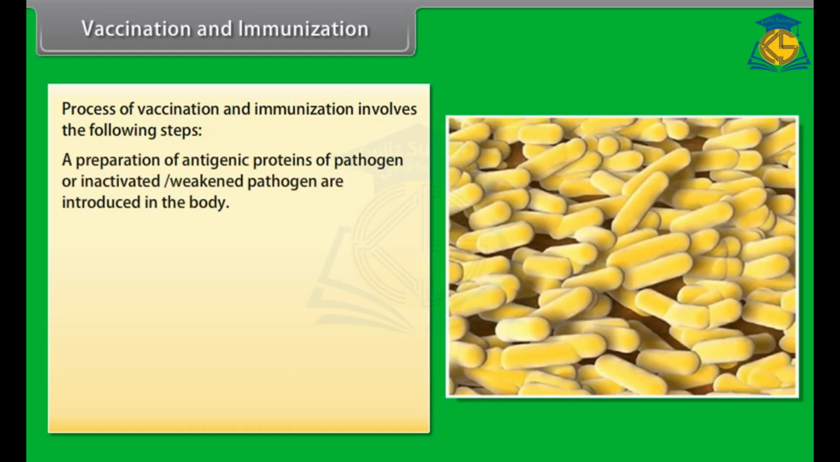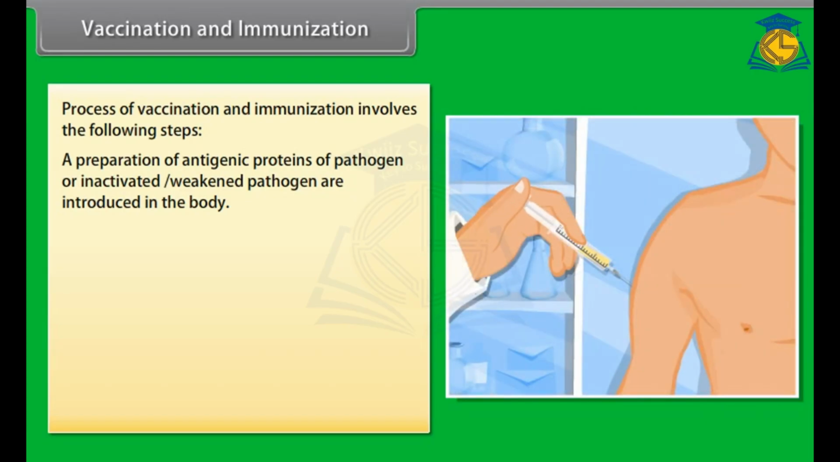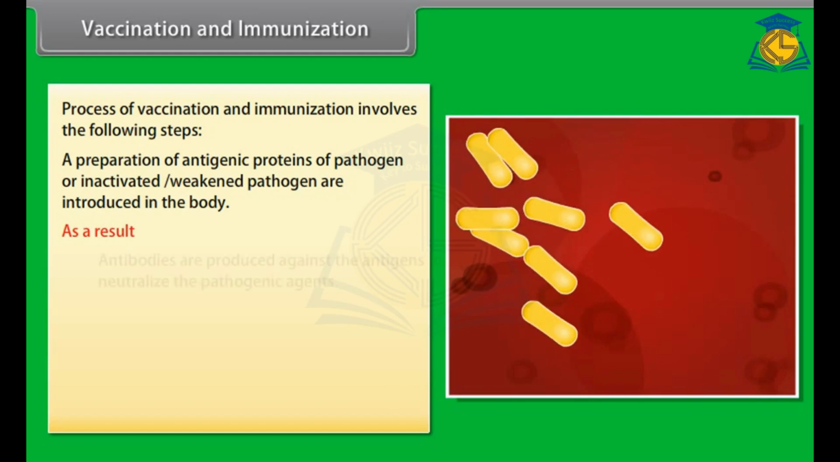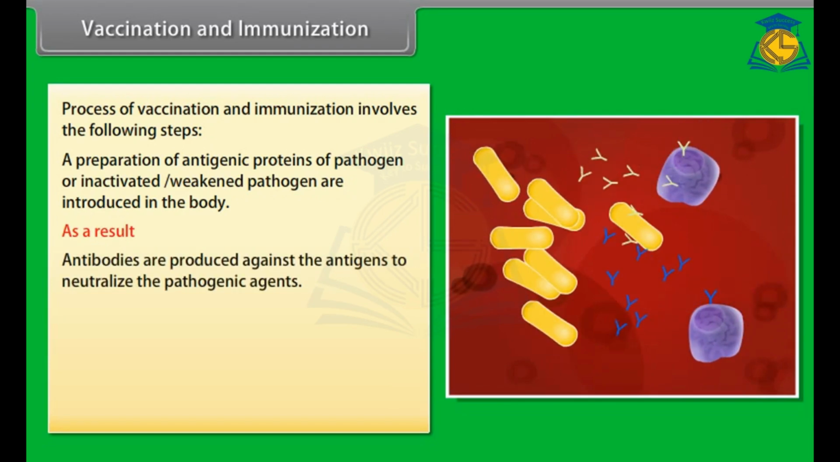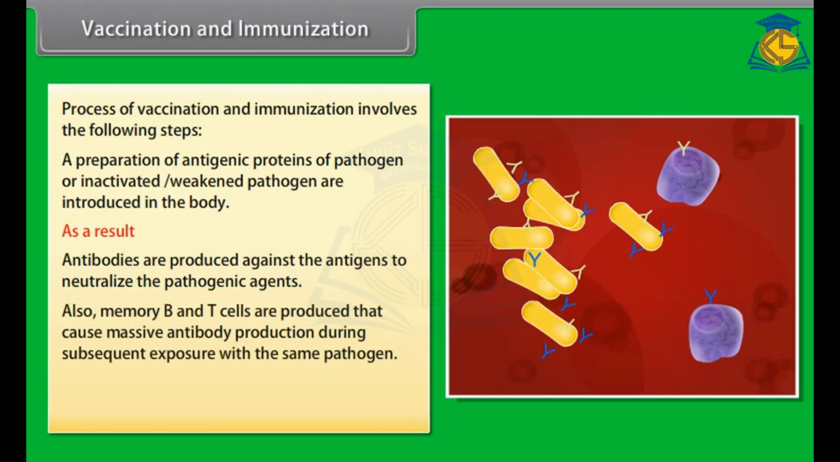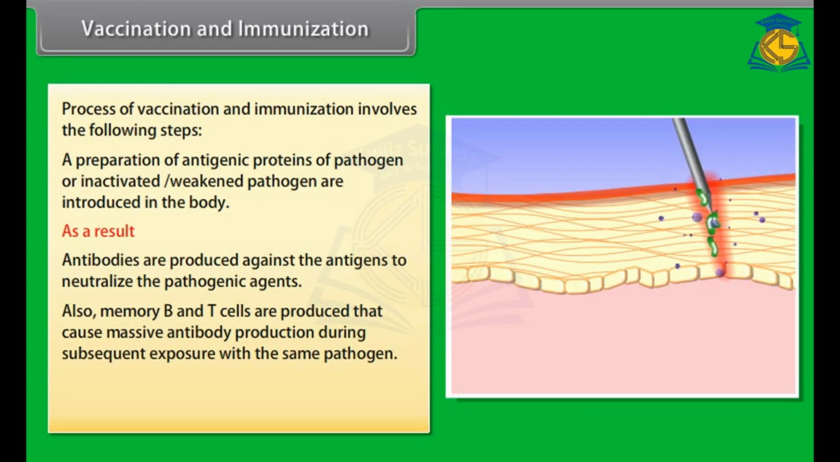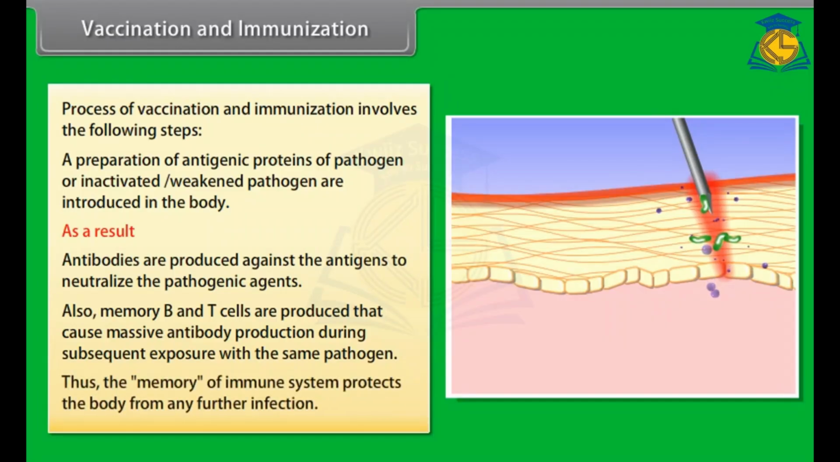A preparation of antigenic proteins of the pathogen or inactivated, weakened pathogen is introduced in the body. As a result, antibodies are produced against the antigens to neutralize the pathogenic agents. Also, memory B and T cells are produced that cause massive antibody production during subsequent exposure to the same pathogen. Thus, the memory of the immune system protects the body from any further infection.